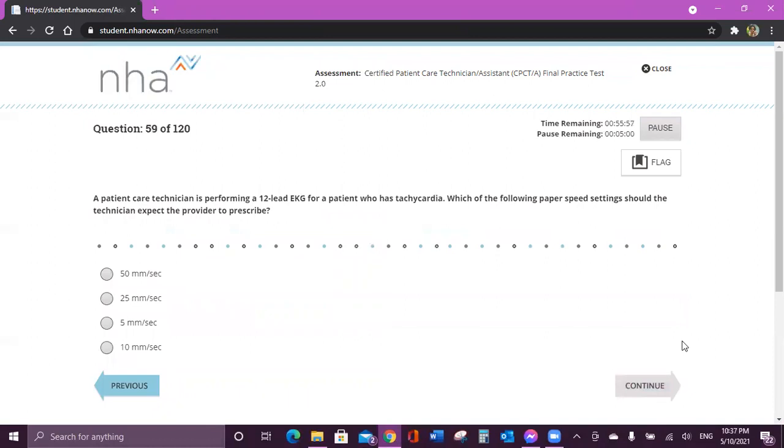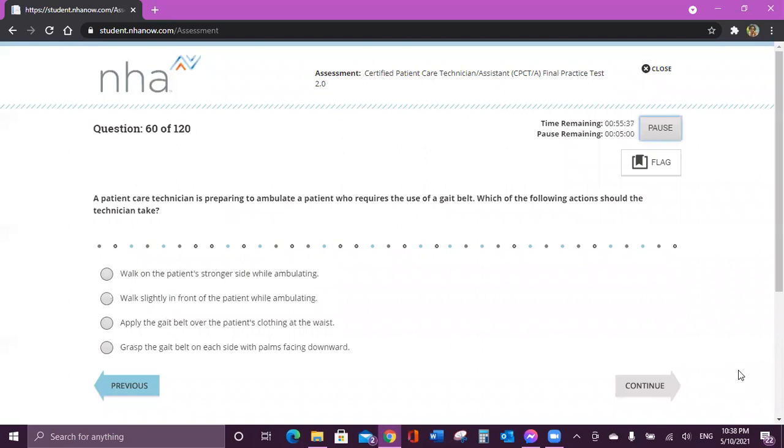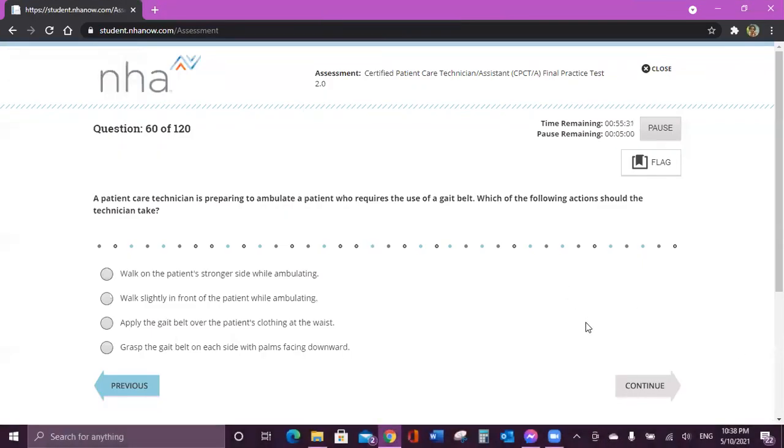A patient care technician is performing a 12-lead EKG for a patient. Voy a coger cualquiera. Let me see. No. Ajá, at 25. Qué mierda. Ana, nada más tienes que presionar, coge el window y ese. Yo lo estoy haciendo lo mismo aquí y no me está dando ese problema.